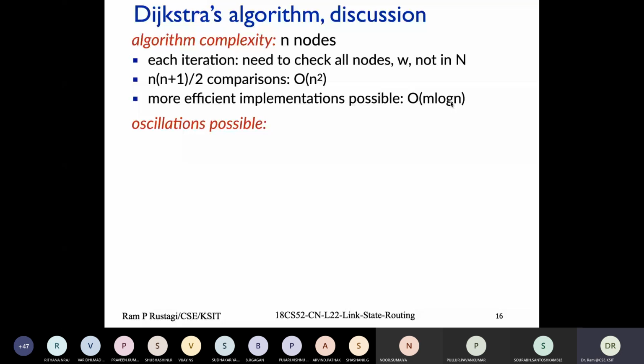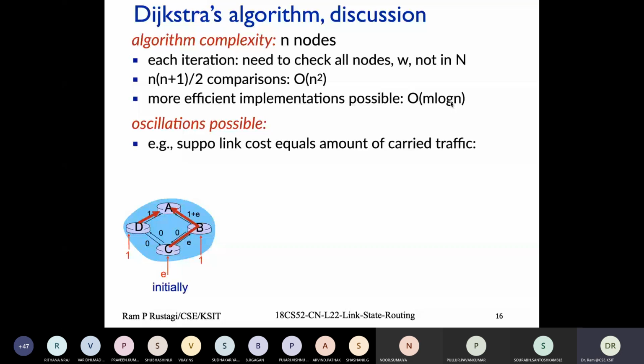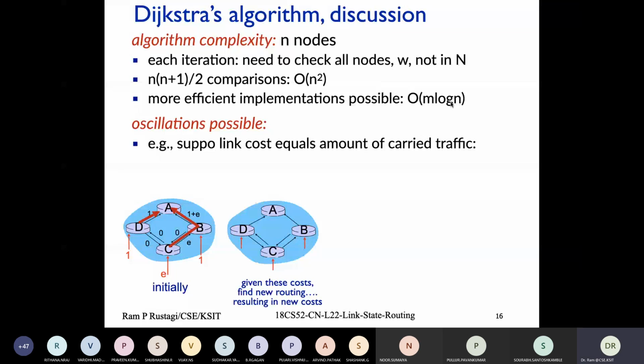Can there be oscillations? As I said, if you were to take load or traffic into account and decide the cost based on that, then I could see oscillations with each iteration. My routing cost will keep on changing. Look at a simple graph of 4 nodes A, B, C, D, and say 3 nodes B, C, and D want to send their traffic to A. D sends 1 unit of traffic, B sends 1 unit of traffic, and C sends E unit of traffic.